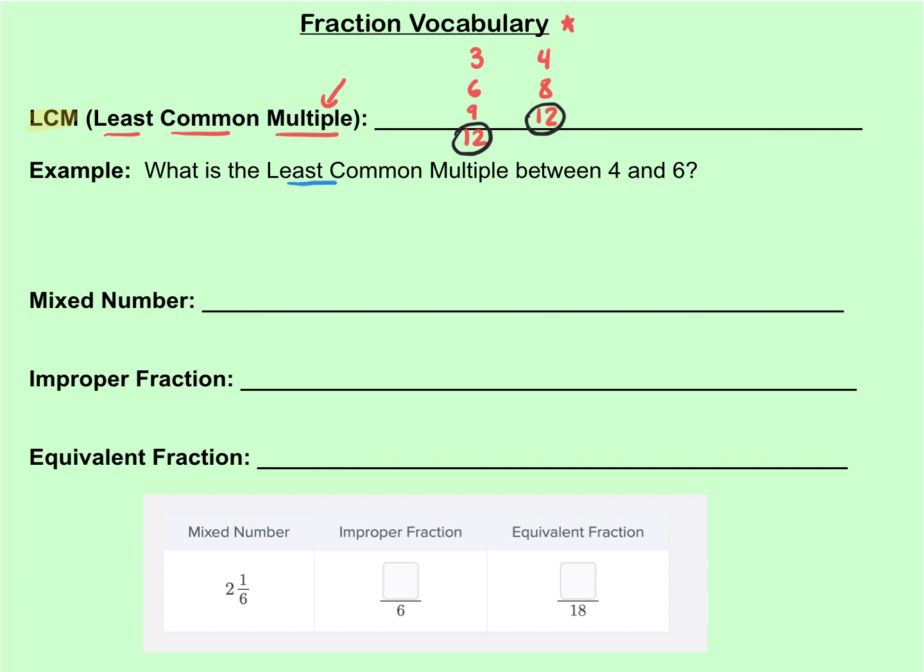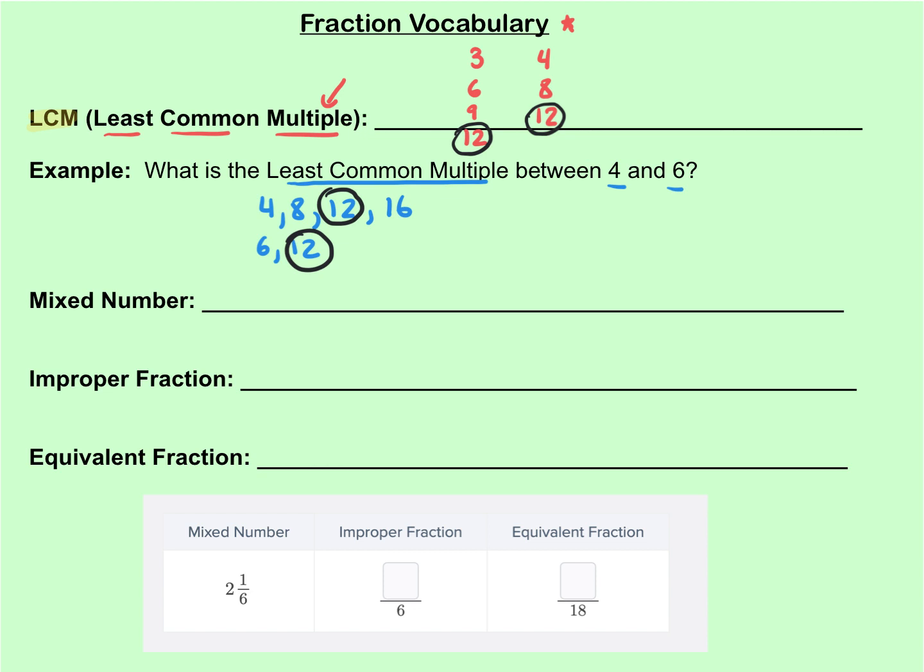What is the least common multiple between 4 and 6? Pause the video and try it here. The least common multiple between 4 and 6 is 12.